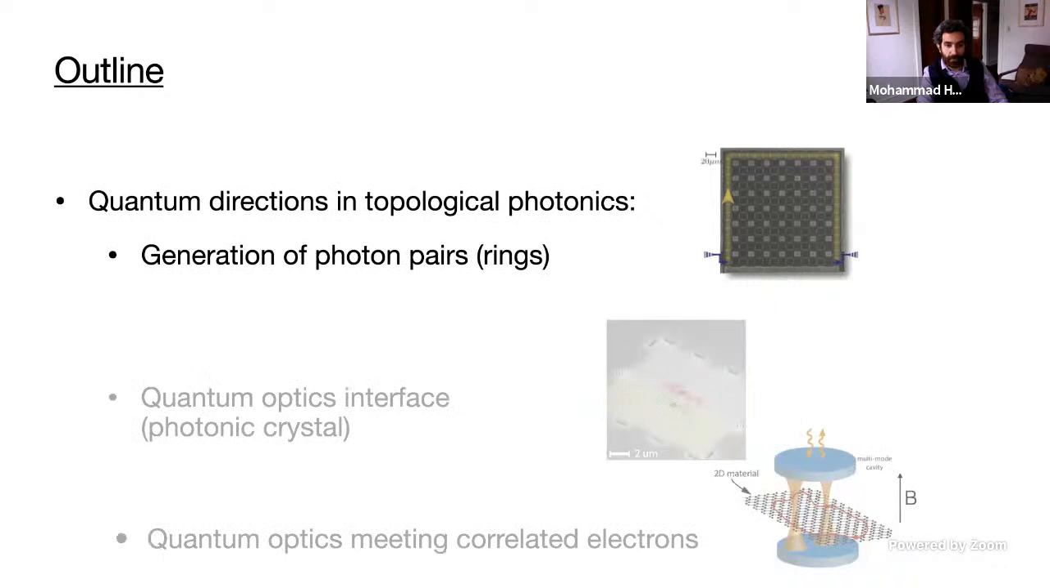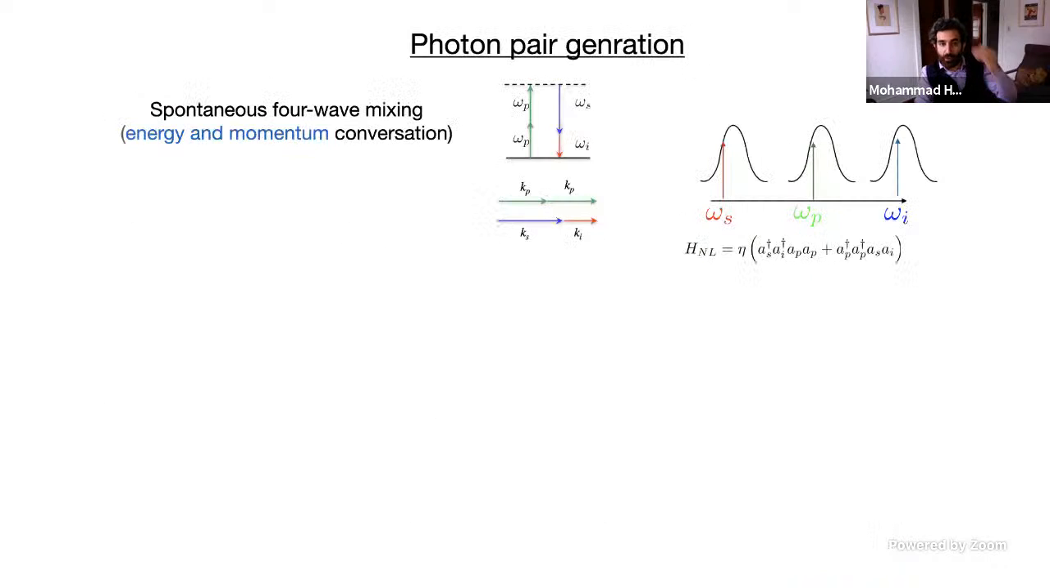Just this one. So one way to generate pairs of photons, a very popular one, is spontaneous four-wave mixing. You take a nonlinear optical material, you pump it with some frequency, omega p. You absorb 2 photons, and then you emit 2 photons with 2 different frequencies, omega s for signal and omega i for idler. We have energy and momentum conservation. So the frequency of the incoming photons should be equal to that of the outgoing ones. And also the momentum of the incoming photons should be equal to that of the outgoing photons. You absorb 2 photons, you emit 2 photons.